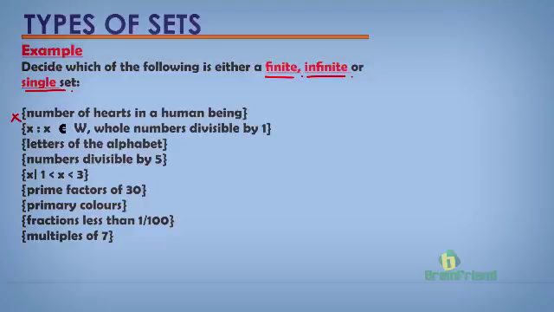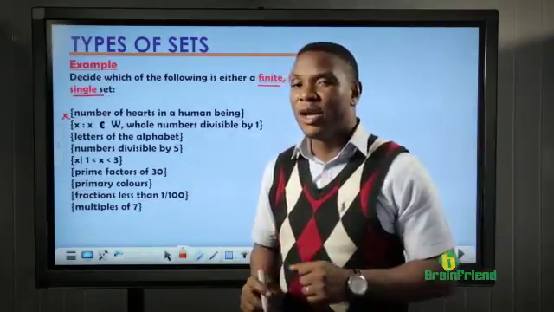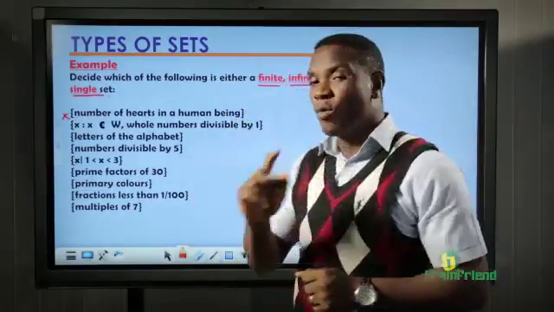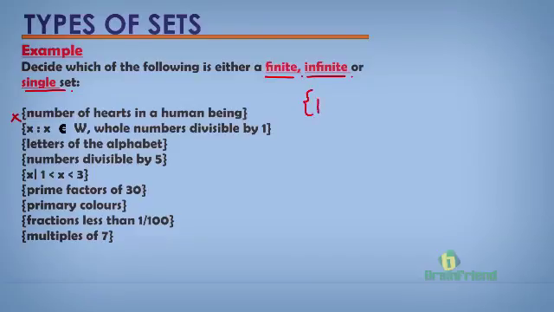The set of the number of hearts in a human body. How many hearts does a human body have? A human body has one heart. So we'll write this set as {1}. This set therefore is what? A single set. And of course we also call this kind of set a singleton. Let's take a look at our second set.